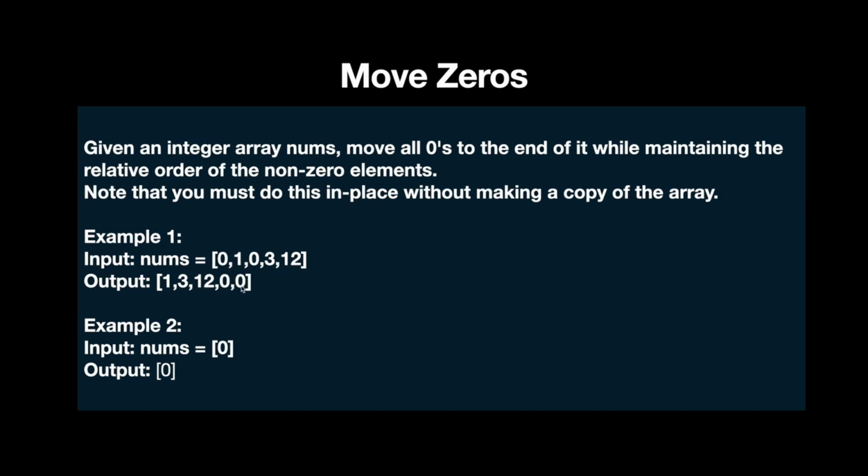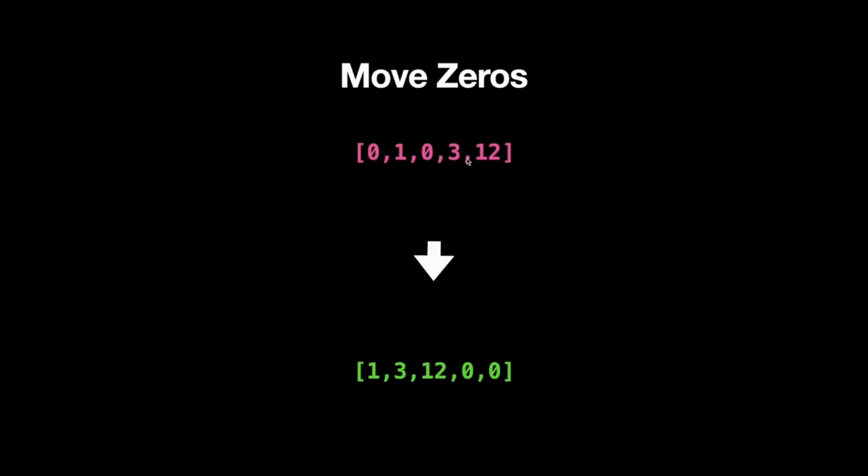To the end of this array. So we'll just move 0 here, we'll add it to the end. If the array has only 0, then it will return 0 only, quite obvious. So this is a very simple question. We'll be given an array with zeros and we just have to move the zeros to the end of the array. How do we do it?